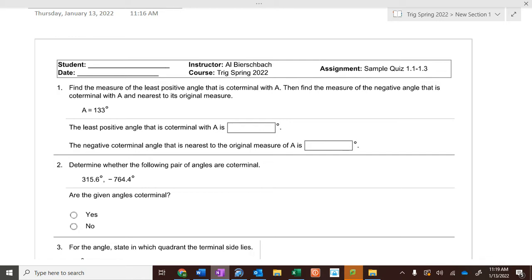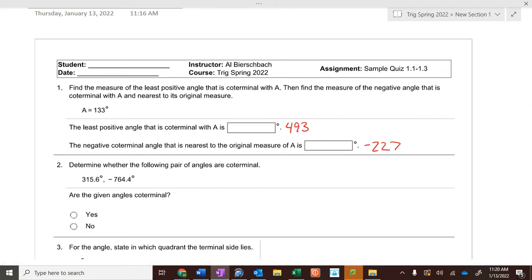So, here we go. Coterminal angles are how far apart from each other? 360. They are 360 apart from each other. What's 133 plus 360? 493. What's 133 minus 360? Negative 227? I'll go with that.